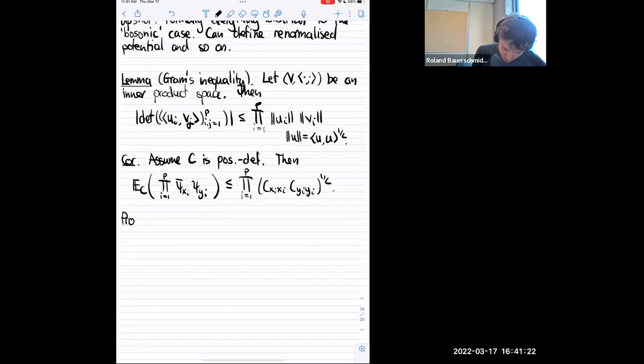And the proof is more or less immediate from Gram's inequality. You just take as inner product the one defined by the covariance C. Since it's positive definite, that defines an inner product like this. So this curly bracket is the standard inner product, say, and then these angle brackets are the inner product with C.